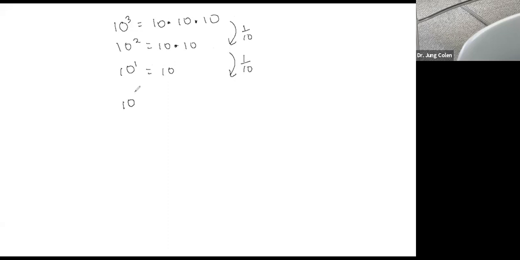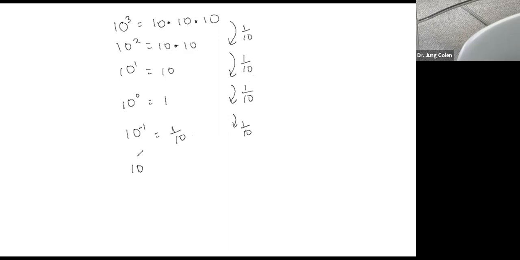Keep going. 10 to the 0 power is 1 because I divide this by 10. Then what could be next? I am reducing the power by 1. 0 minus 1 should be negative 1, right? I divide this by 10, which means 1 times 1/10 will be 1/10. So that's another way to show 10 to the negative 1 power is 1/10.